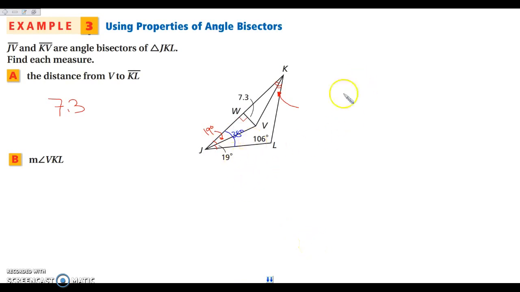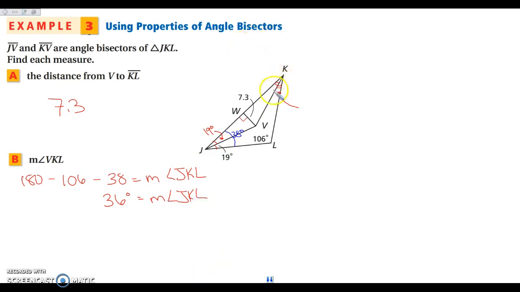All right. And I'm going to subtract these 2 from 180. So I'm going to do 180 minus 106 minus 38, and that is going to give us the measure of angle JKL. Okay, so it's going to give us this whole angle here. So when I do that, I'm going to get 36 degrees. That is going to be the measure of angle JKL.